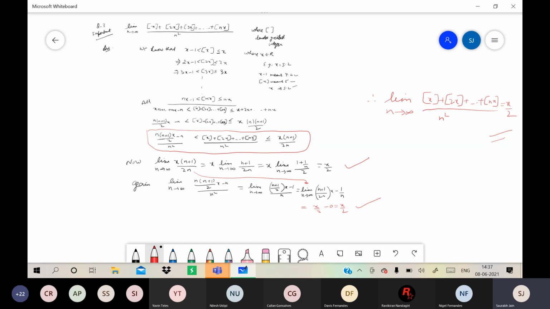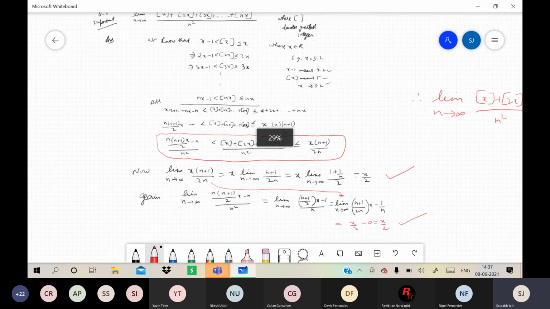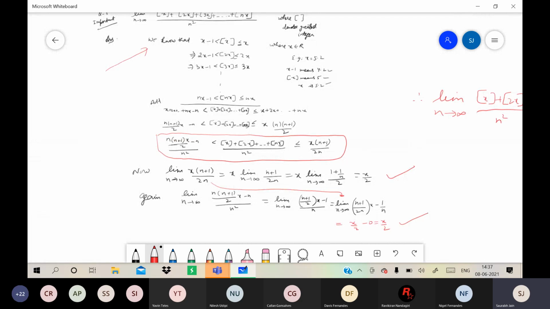So this question is important, and you can find similar questions where you have so many greatest integer brackets. The question has limit tending to infinity. There is a hint for you that it will be solved by sandwich theorem, and for that this inequality will be used, that is x minus 1 is less than greatest integer x, which is less than or equal to x.